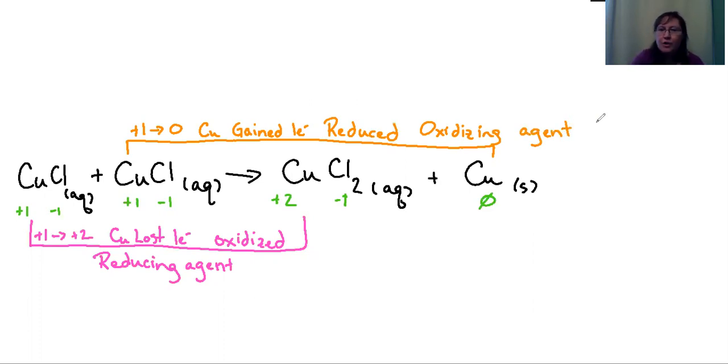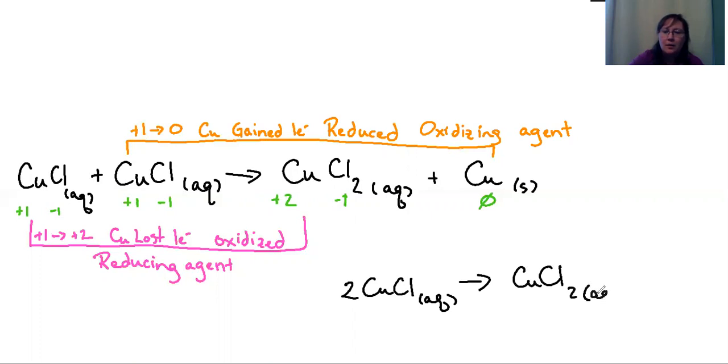This is just to show you that sometimes you can have something kind of weird going on where you have copper being oxidized and reduced at the same time. If you wanted to, then at the end, you could rewrite this as 2 copper 1 chloride aqueous yielding copper 2 chloride and copper metal. But it's not necessary. You could leave it in this first step as well.